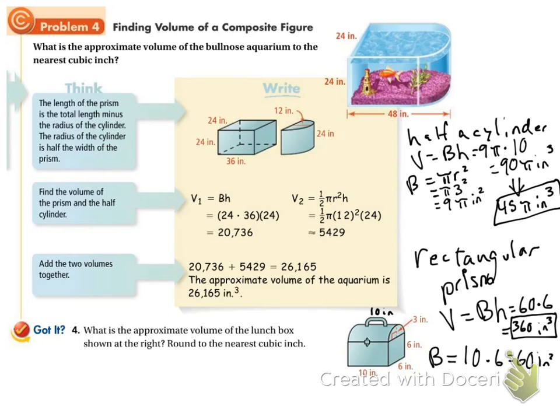And then we need to add those two. So 360 plus 45 pi. Now is where I'm going to change that pi stuff into a decimal. So 45 times pi gives us about 141. So 360 plus 141 gives us 501 inches cubed. So that lunchbox has a volume of 501 inches cubed.